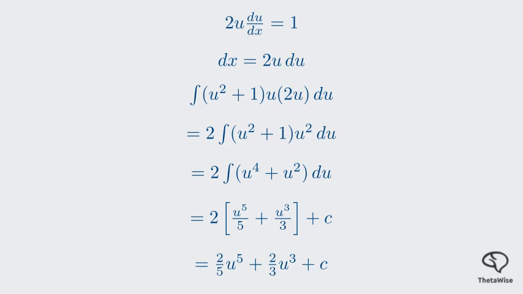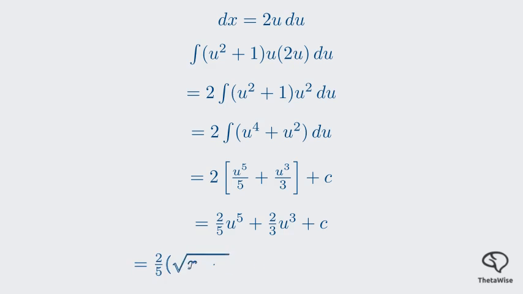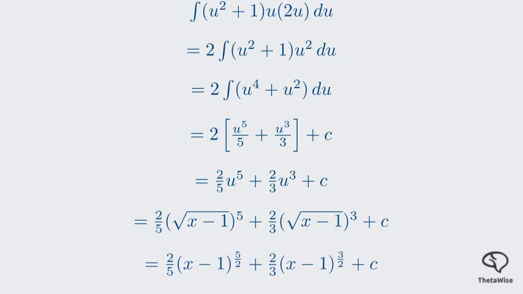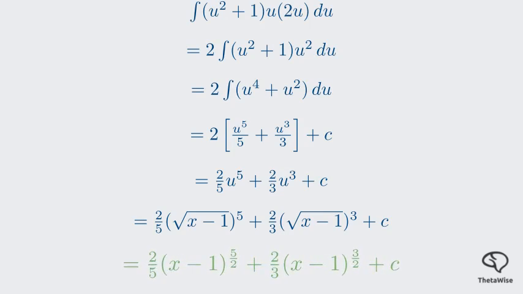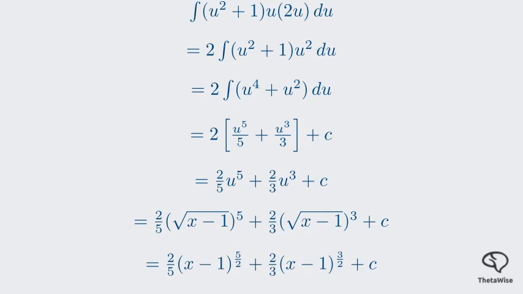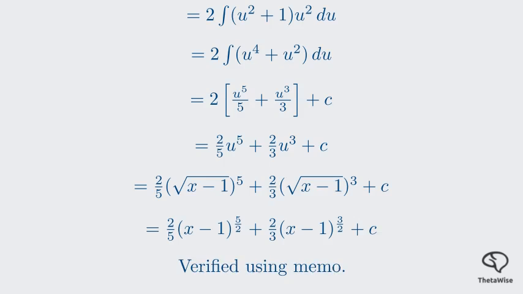But remember, we need our final answer in terms of the original variable, x. So, our last step is to substitute back. We replace every u with the square root of x minus 1. This gives us the final answer. We can also write the square root as an exponent to simplify the expression further. Comparing our result with the memo, we can verify that our answer is correct. Verified. Now let's tackle a similar problem, but with a slight twist to solidify your understanding.